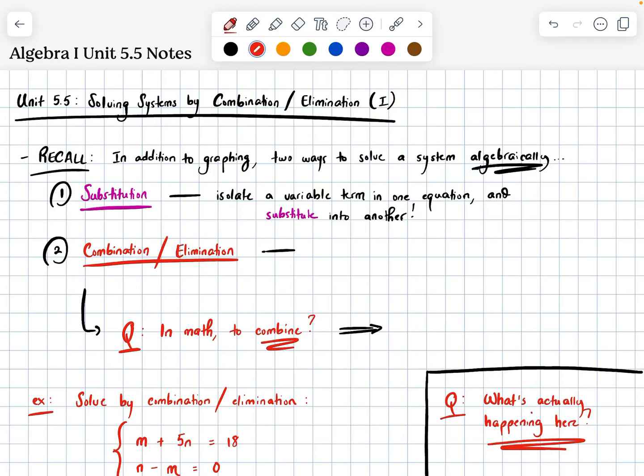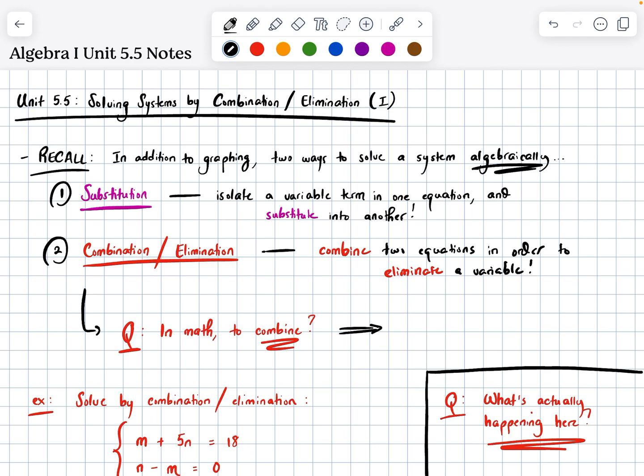So the idea behind combination or elimination is actually in the name. In order to perform this strategy, what I am trying to do big picture is find some way to combine two of the equations in the system in order to eliminate one of the variables in the system.